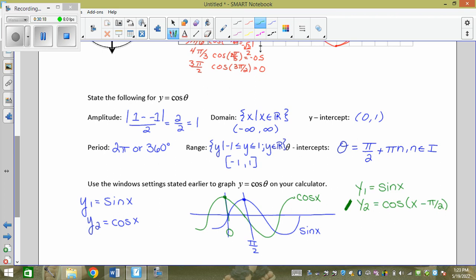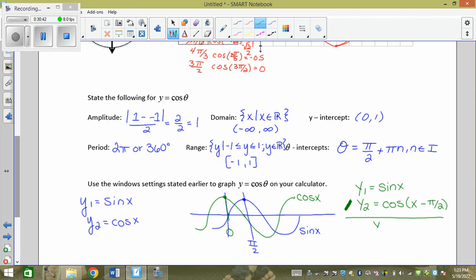So we're saying that if I take the green graph and I move it pi over 2 to the right, I'm going to get sine. So once you put them in, press graph and see if it happens. So I can make the cos be the sine graph, correct? Can I make the sine be the cos graph?